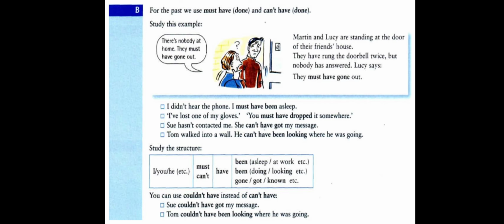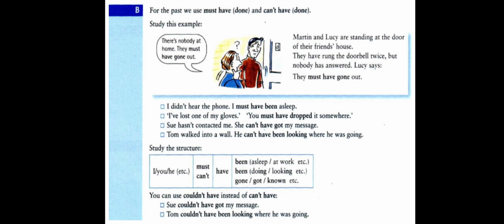I can't have known. You can't have been asleep. You can't have been at work. You can't have been doing. You can't have been looking. You can't have gone. You can't have got. You can't have known. He can't have been asleep. He can't have been at work. He can't have been doing. He can't have been looking. He can't have gone. He can't have got. He can't have known.